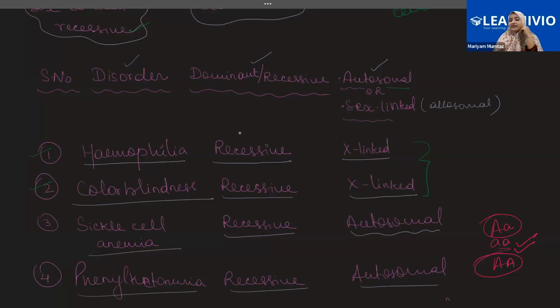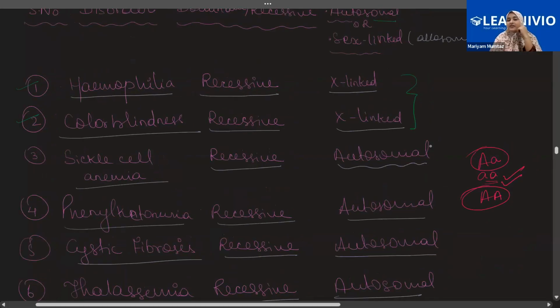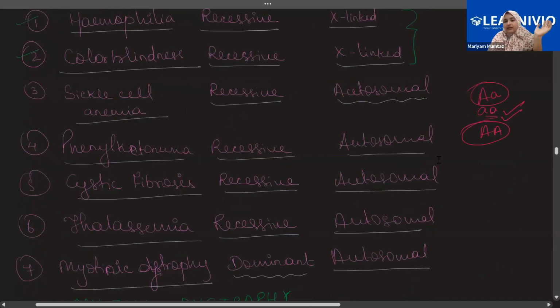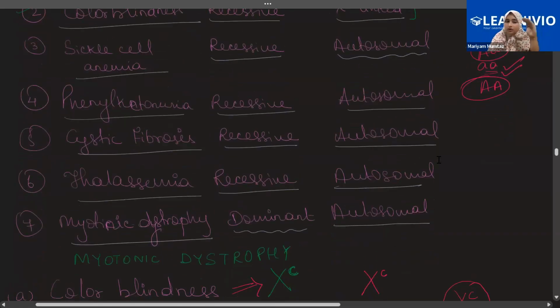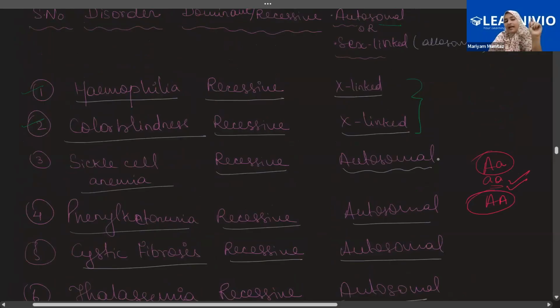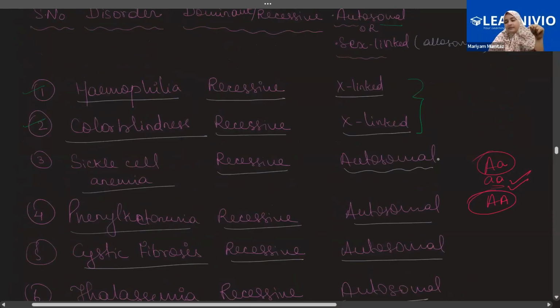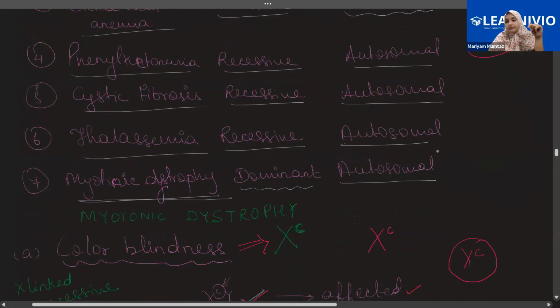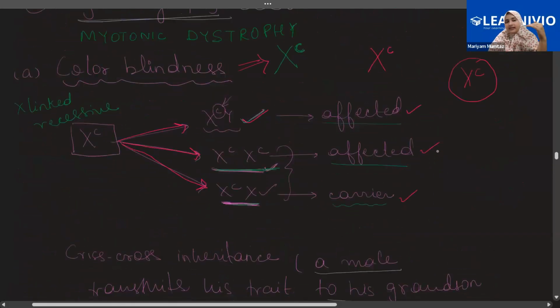Color blindness is also an X-linked recessive disease. Then we have sickle cell anemia, which is an autosomal recessive disease. Autosomal means related to the body cells and not the germ cells. All the other diseases are autosomal and recessive, except for myotonic dystrophy, which is autosomal dominant. The rest are recessive in nature and most are autosomal, except for hemophilia and color blindness. Clear? Yes, ma'am. Now we will be discussing each of these diseases one by one.